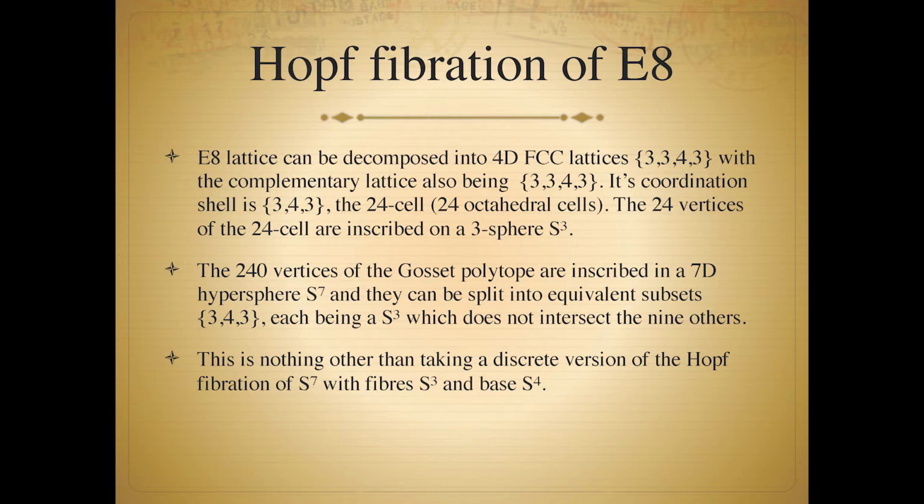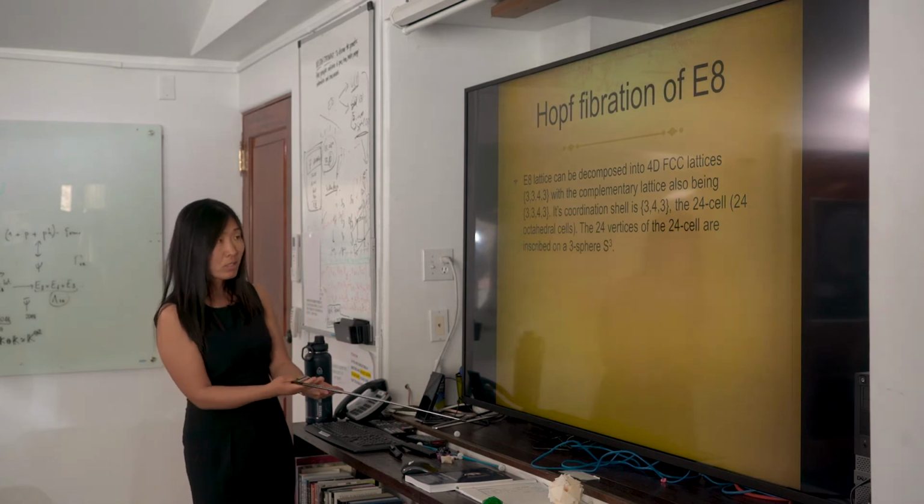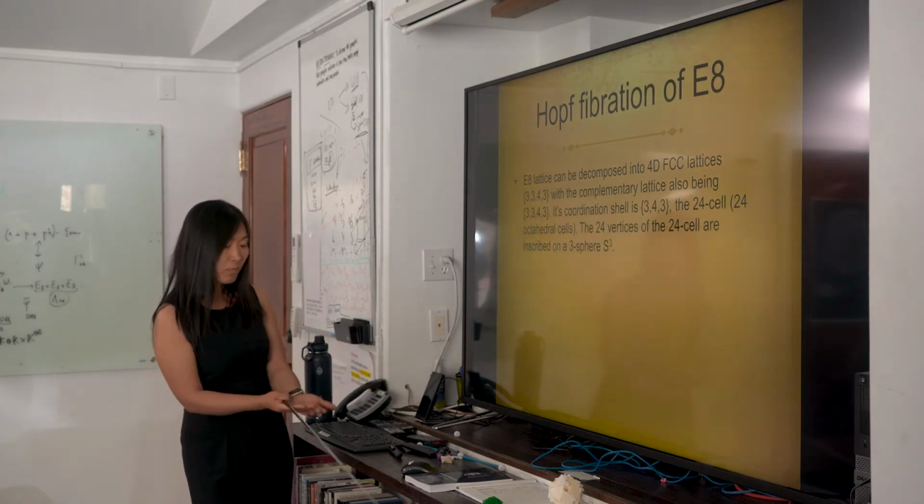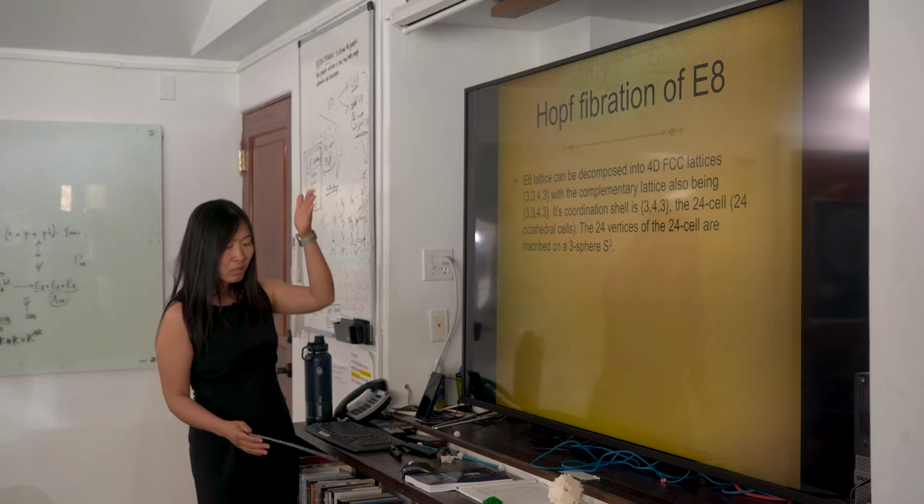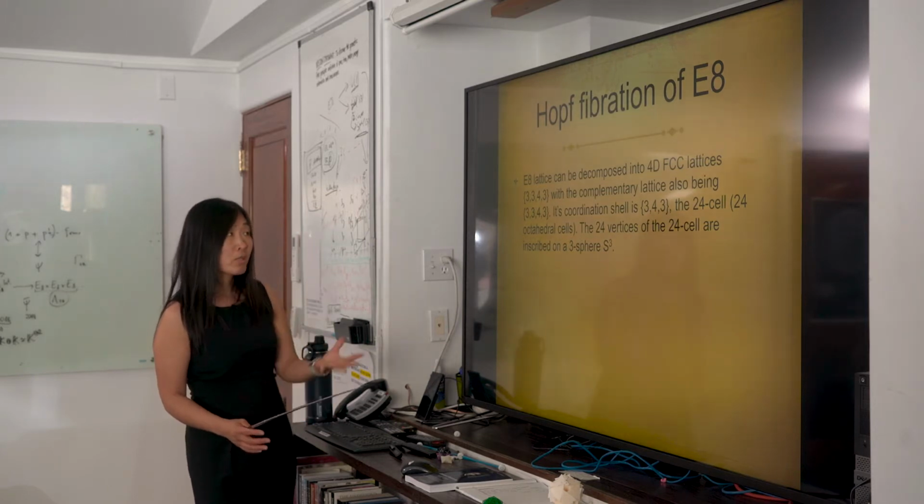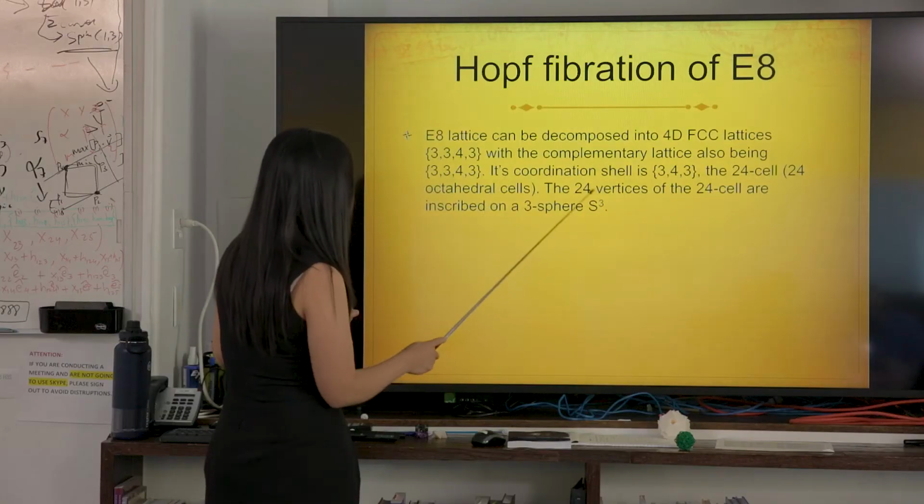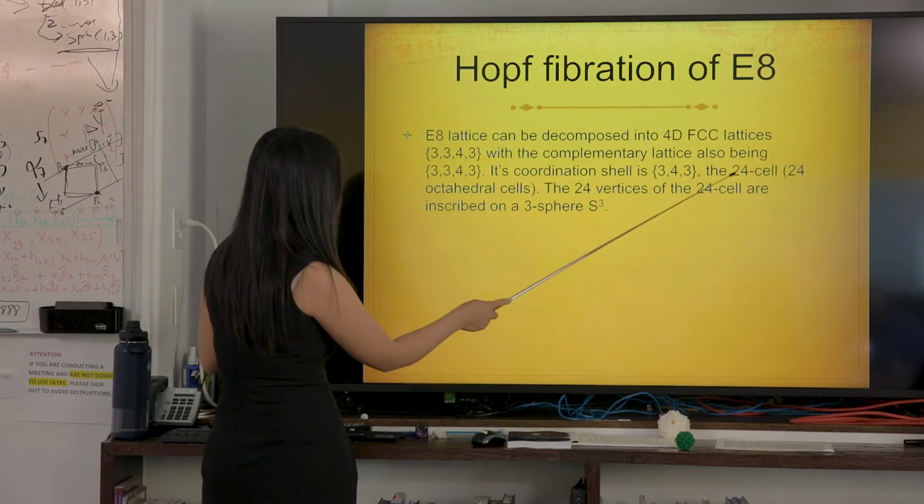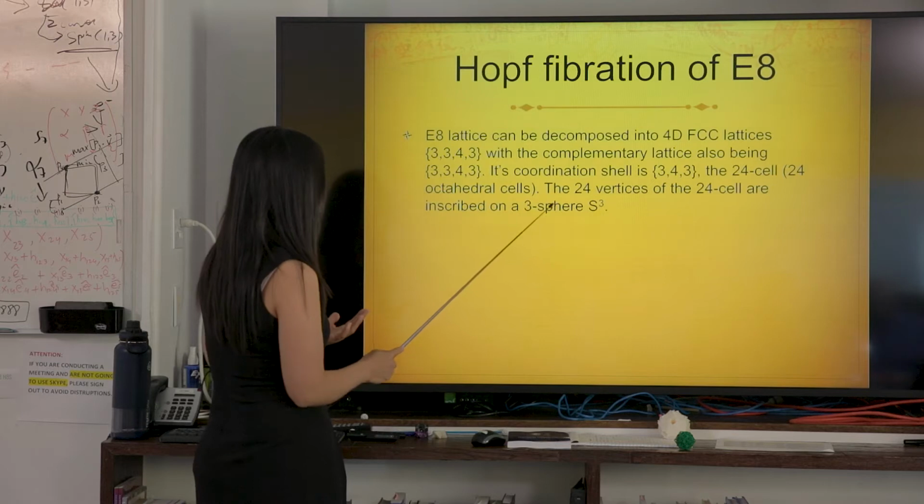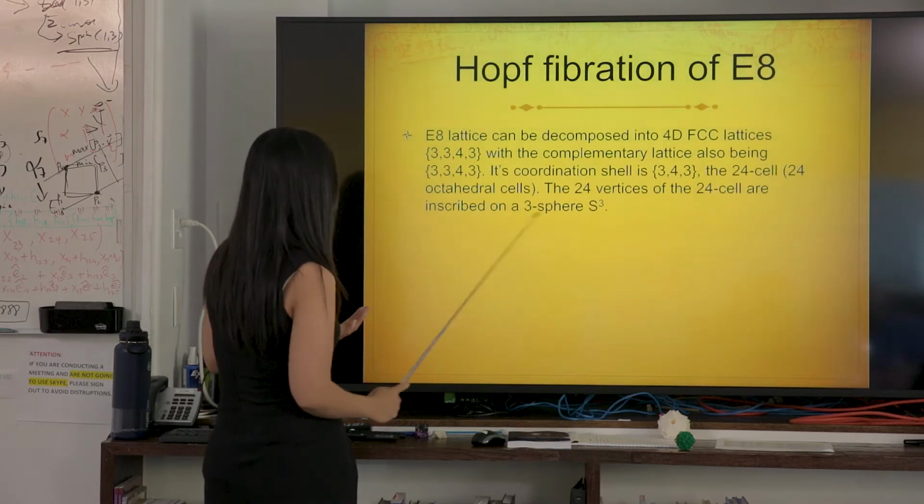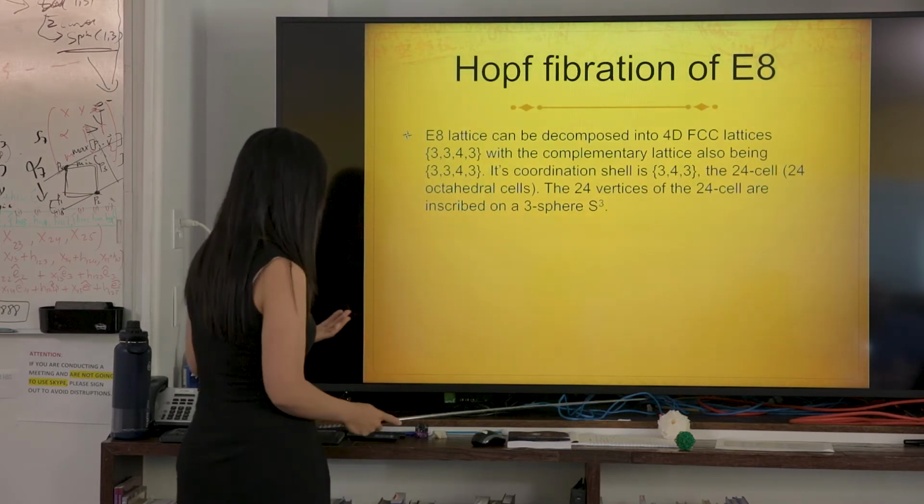Okay, so this is to build up for the Hopf fibration. 3, 3, 4, 3, with the complementary lattice also being 3, 3, 4, 3. Okay, so there you can just think about a physical space 4 dimension and then a vertical space 4 dimension. Okay, so its coordination shell is 3, 4, 3, which is the 24 cell. And then the 24 vertices of the 24 cell are inscribed on the 3 sphere, right?